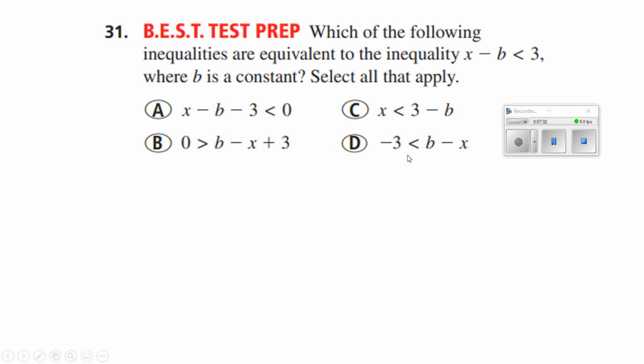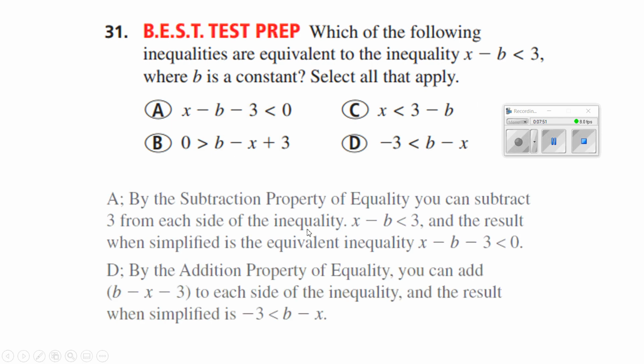And then D, I see that to get minus 3 over here, I would have to subtract 3 here and then subtract 3 here. And then I'd have to take these, because the symbols stay the same, and bring them over here, which makes this a negative x and a positive b. So A, by the subtraction property, you can subtract 3 from each side, yep. And then D, all right, by the addition property.